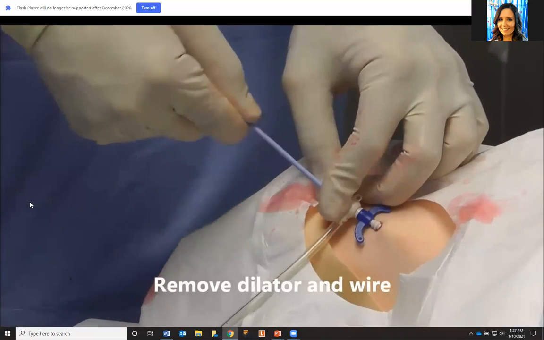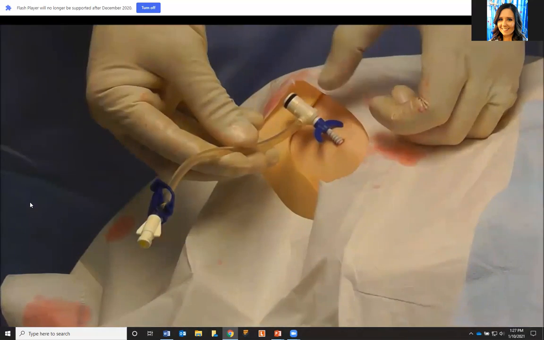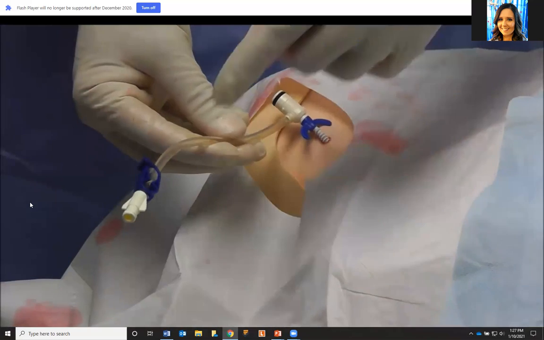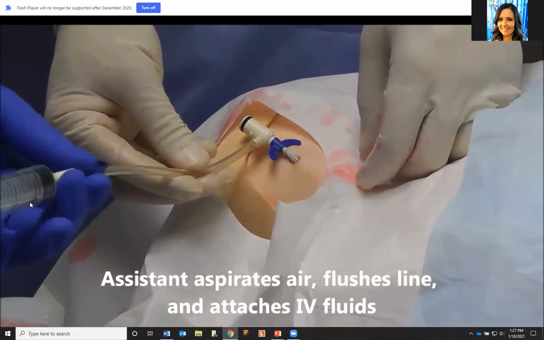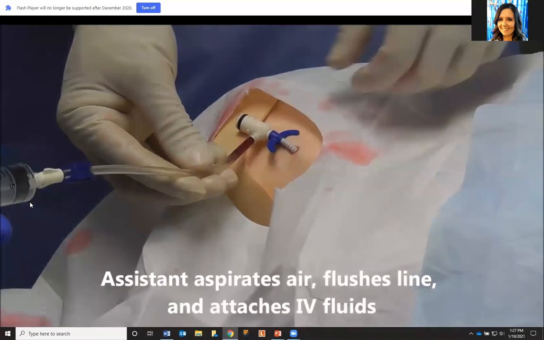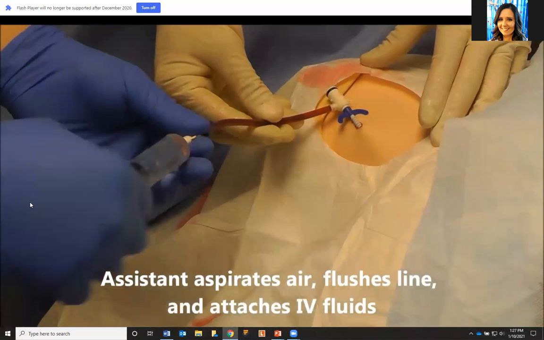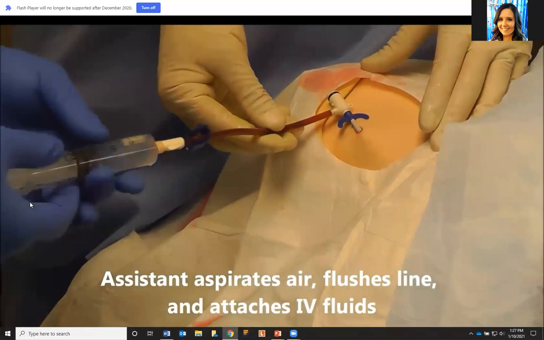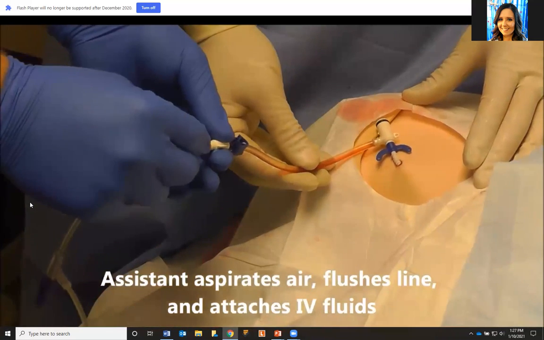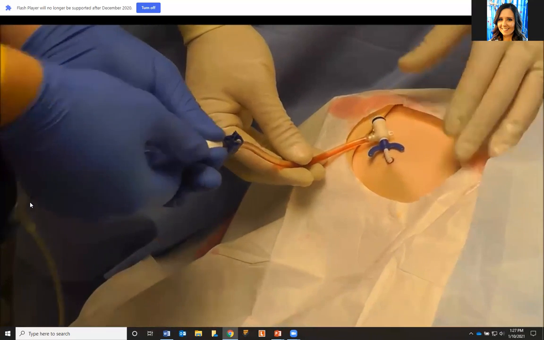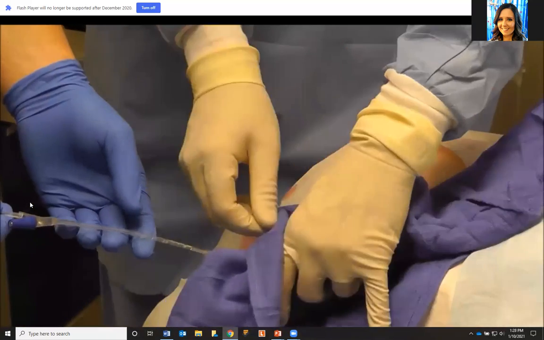Now that line is in, so now I can remove the dilator and the Seldinger wire. All right, once that's in, I'm going to need my assistant to flush this line for me and hook up fluids. So that part's no longer sterile. I can't touch that anymore. Okay, so now that's not sterile anymore, so I'm just going to cover it with this blue drape.